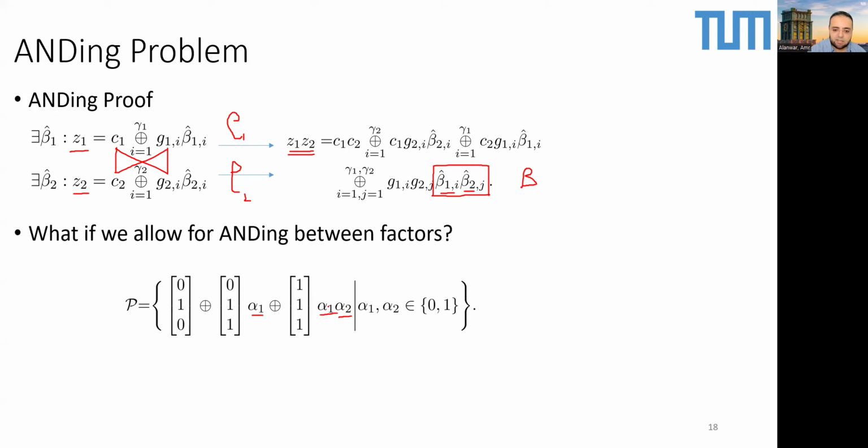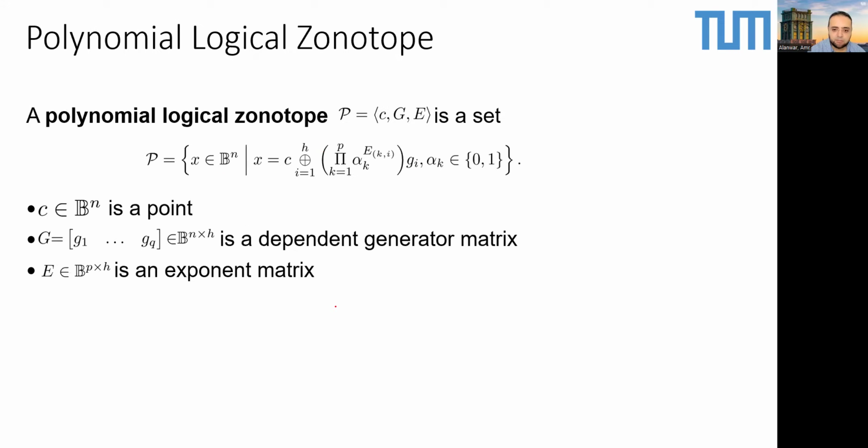So this leads us to the polynomial version inspired by the polynomial zonotopes in the continuous domain, which consists again of a C and then some dependent generator matrix multiplied by, or ANDed by, the generators, power to the exponent matrix, and the power here is basically turning on and off the generator. It's either 0 or 1.